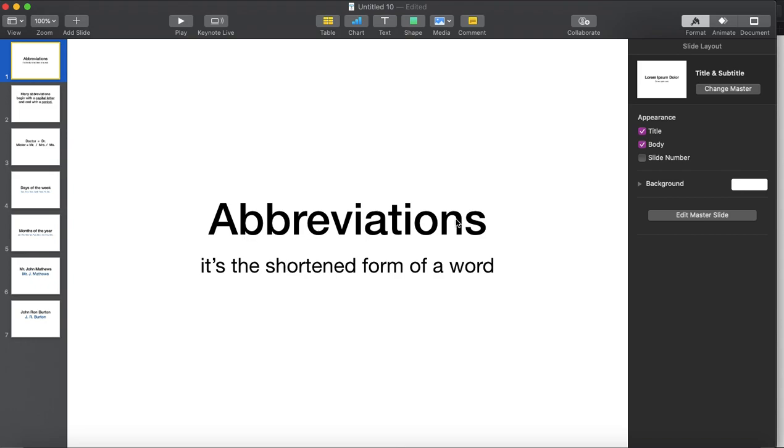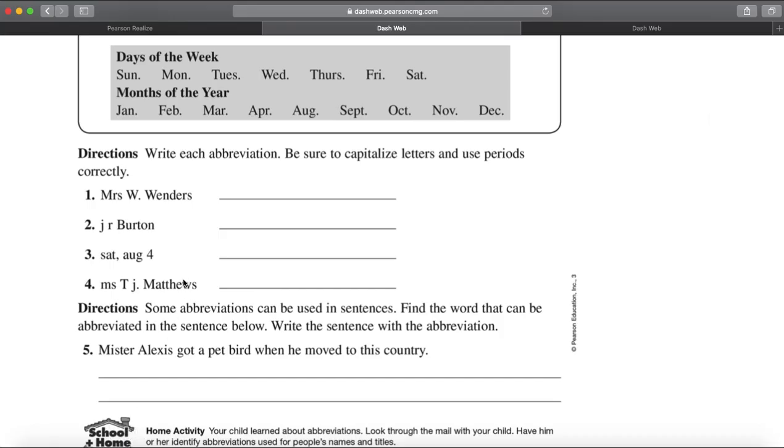Now I want all of you to open the Readers and Writers Notebook, page 400. Now here we should write each abbreviation. Be sure to capitalize letters and use periods correctly. Now here, what's the mistake? Mrs. W. Wenders. It's a small, tiny mistake. Can you think of it?